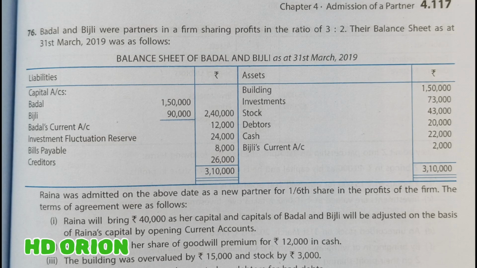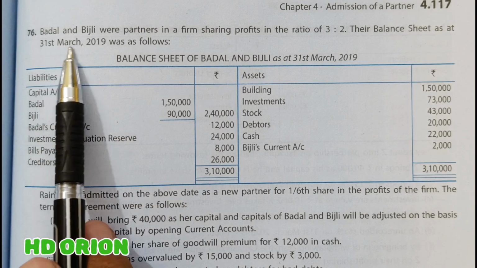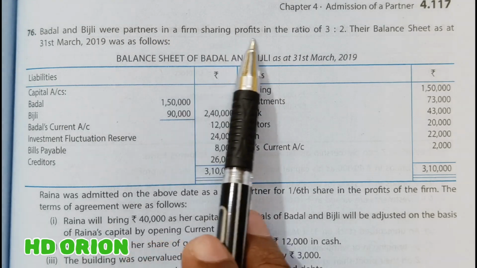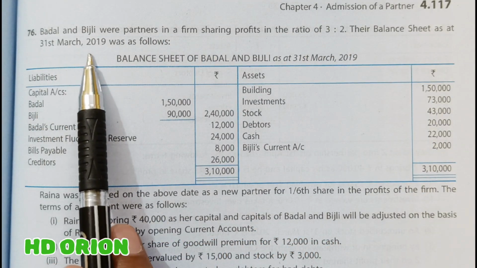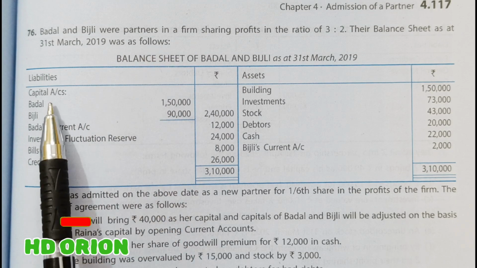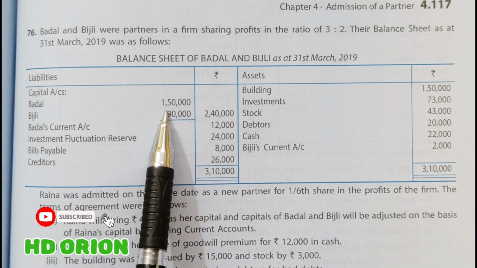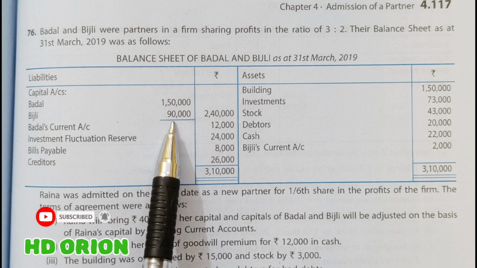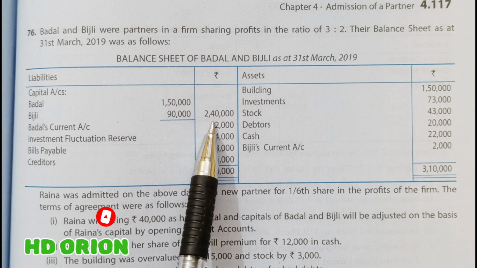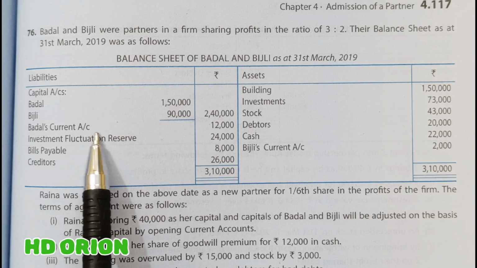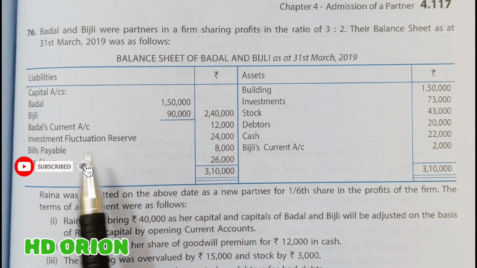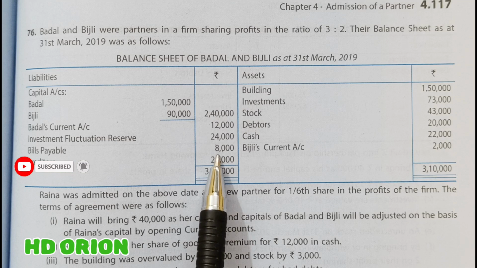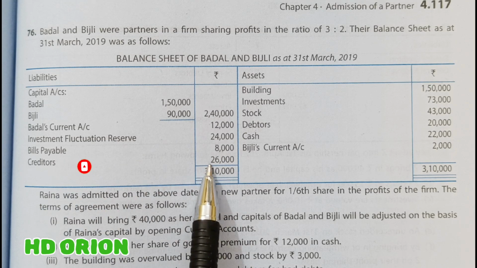Now let us see question number 76. Badal and Bijli were partners in a firm sharing profits in the ratio of 3:2. Their balance sheet as at 31st March 2019 was as follows. Capital of Badal rupees 1,50,000, Bijli rupees 90,000, total is 2,40,000. Badal's current account rupees 12,000, investment fluctuation reserve rupees 24,000, bills payable rupees 8,000, creditors rupees 26,000.